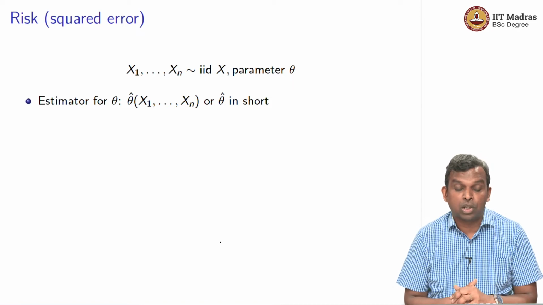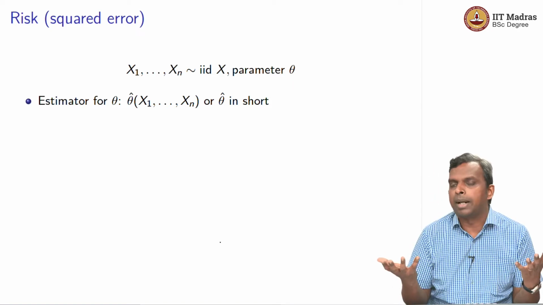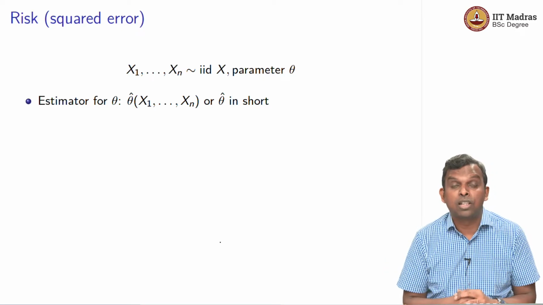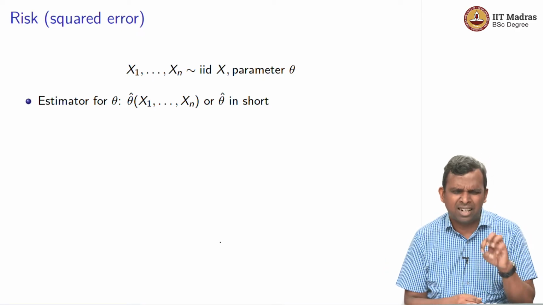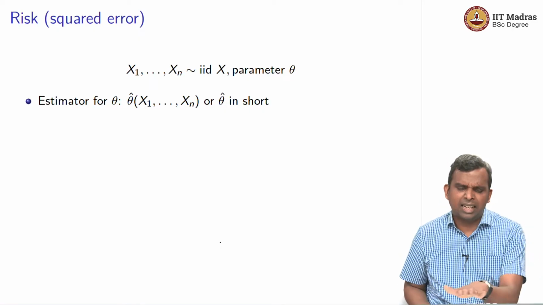Particularly, we'll be talking about what's called the squared error risk. It turns out there are other types of risks for an estimator, and we will talk about the squared error risk. This is the most standard risk. It's the easiest to understand in some sense. Once again, the setting is the same.